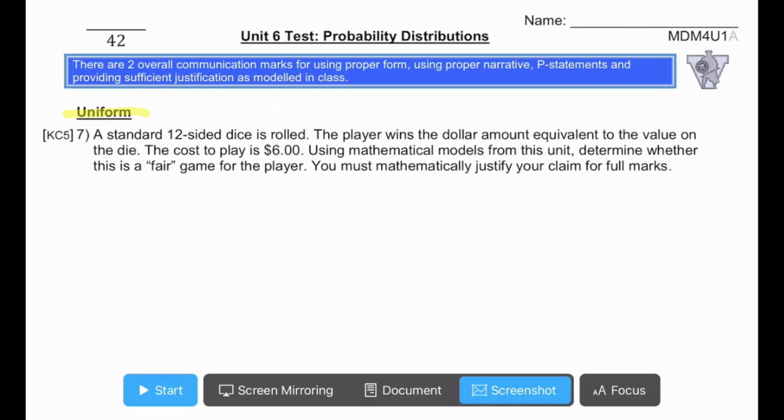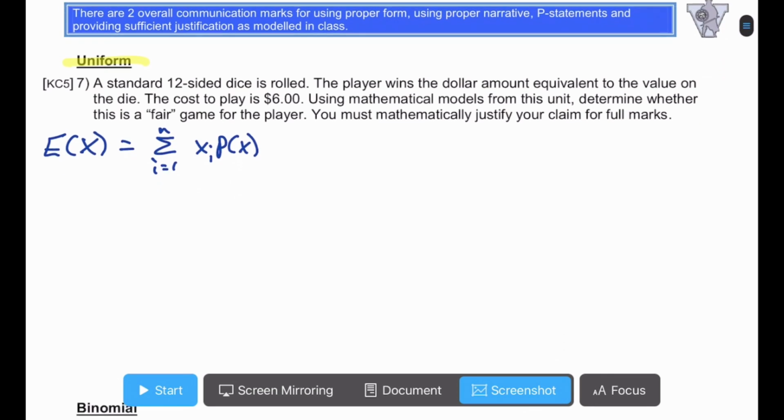So with uniform, when we're going to find our expected value, E(X), it's just going to be our traditional formula that we've started with, the sum from i equals 1, and so we're going to find the product of each value for the random variable and multiply by its probability and then find the sum, and that'll be our expected value. So let's set up our distribution first.